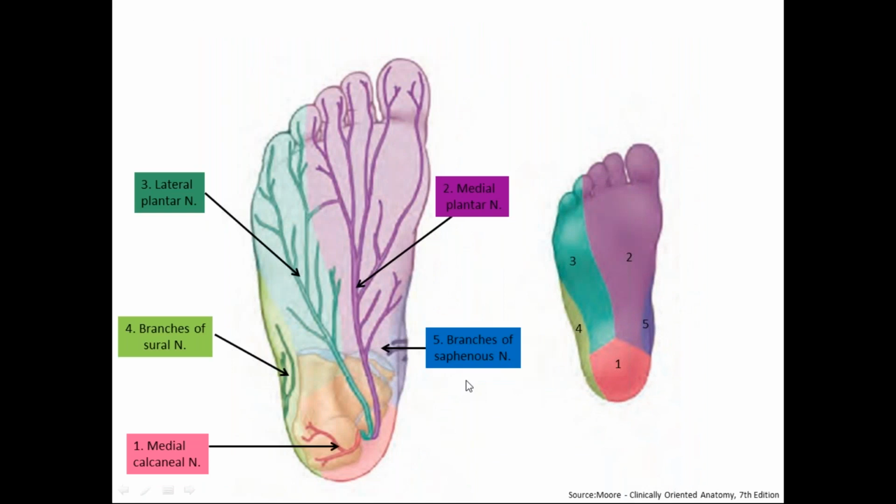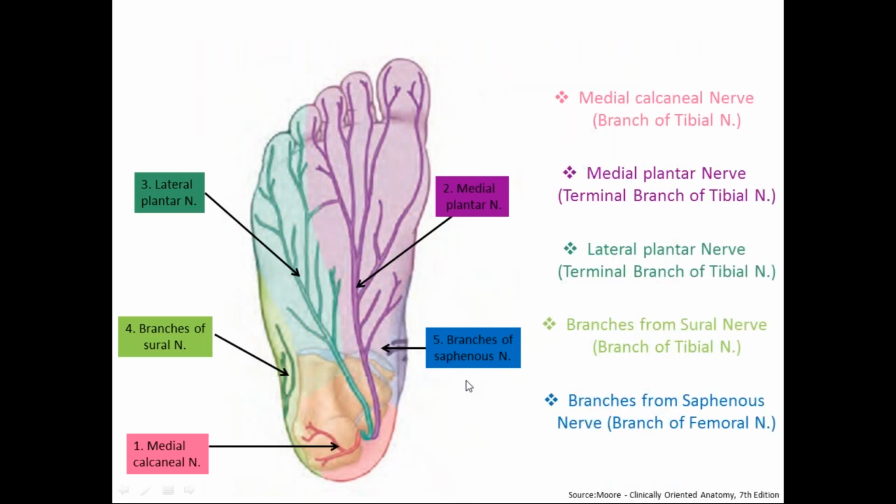Now, if we discuss how these nerves are coming, there is a chart. So, the medial calcaneal nerve was coming from the tibial nerve in the lower region of the leg. The medial plantar and the lateral plantar are the terminal branches of the tibial nerve, which enters into the sole, and the branches of the sural nerve. So we know the sural nerve is emerging from the tibial nerve at the popliteal fossa level, or at the proximal aspect of the back of the leg.